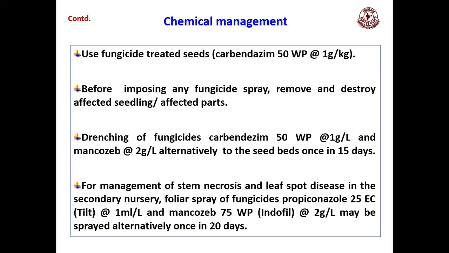And then drenching of the fungicides in the seed beds, like carbendazim 50 WP at 1 gram per liter and mancozeb at 2 gram per liter alternatively to the seed bed once in 15 days will manage both collar rot as well as Myrothecium rot in the seed beds. So this drenching must be done using rose cans.